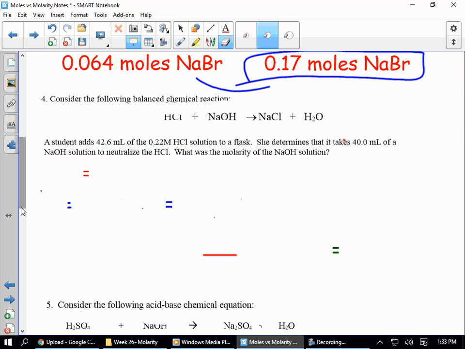Alright, so whenever you see an equation, the first thing you should be thinking is, is it balanced? The question says, consider the following balanced chemical reactions, so that is balanced. And we're going to read this here. It says, a student adds 42.6 milliliters of a 2 molar hydrochloric acid solution to a flask. She determines that it takes 40 milliliters of an NaOH solution to neutralize that hydrochloric acid. What was the molarity of the NaOH?